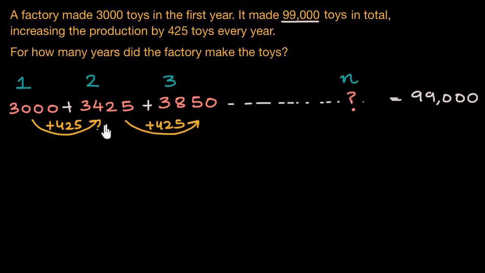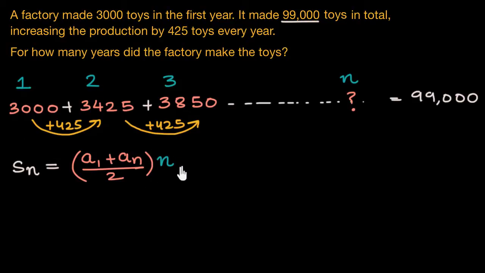So we already know that the sum of n terms in an arithmetic progression can be given by the average of the first and the nth term times the number of terms in that progression. So let's use this equation to figure out how many years it takes the company to make 99,000 toys. We already know the sum of the first n terms of the sequence. We are also given the first term of the sequence as 3,000. What we don't know is what should be the nth term of the sequence and how many terms this sequence has. So we have two unknowns right over here.